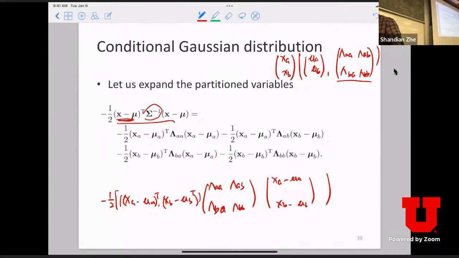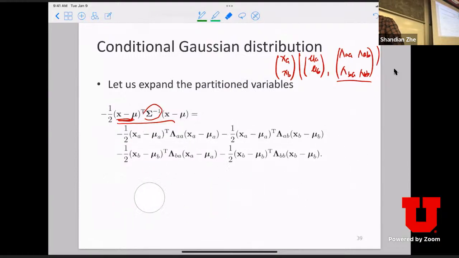And now you just expand the summation, so you get 4 terms: the first term, the second term, the third term, and the fourth term. It's just a mechanical expansion.